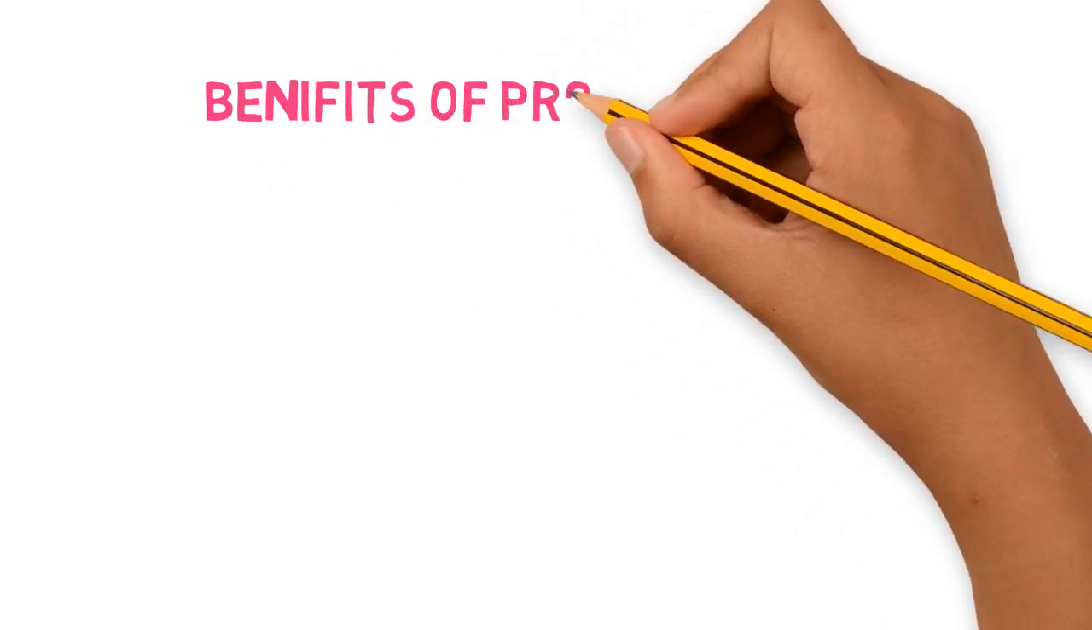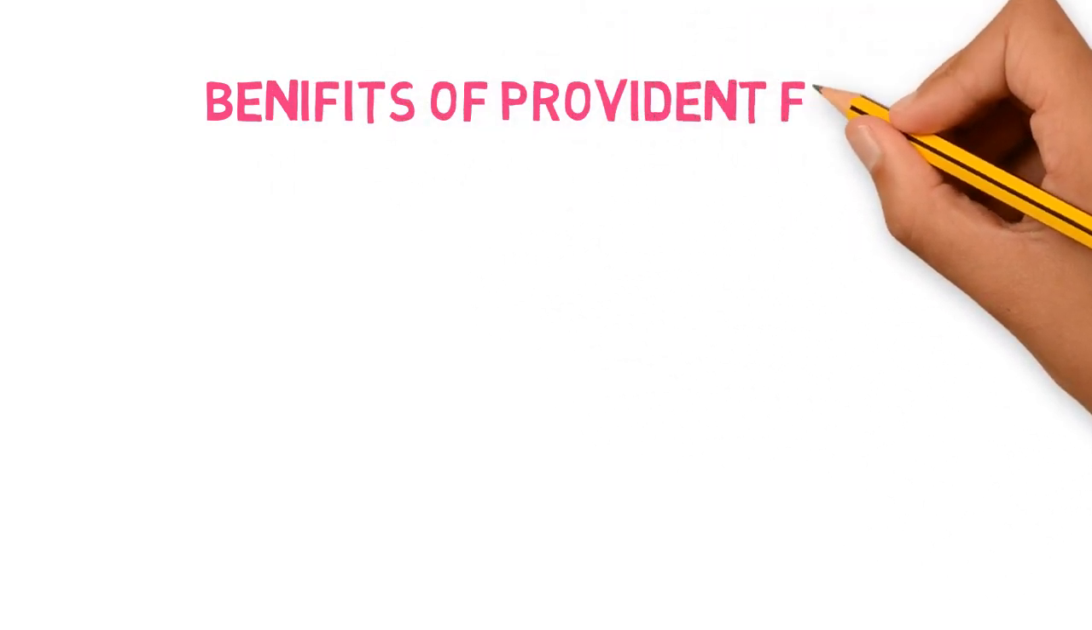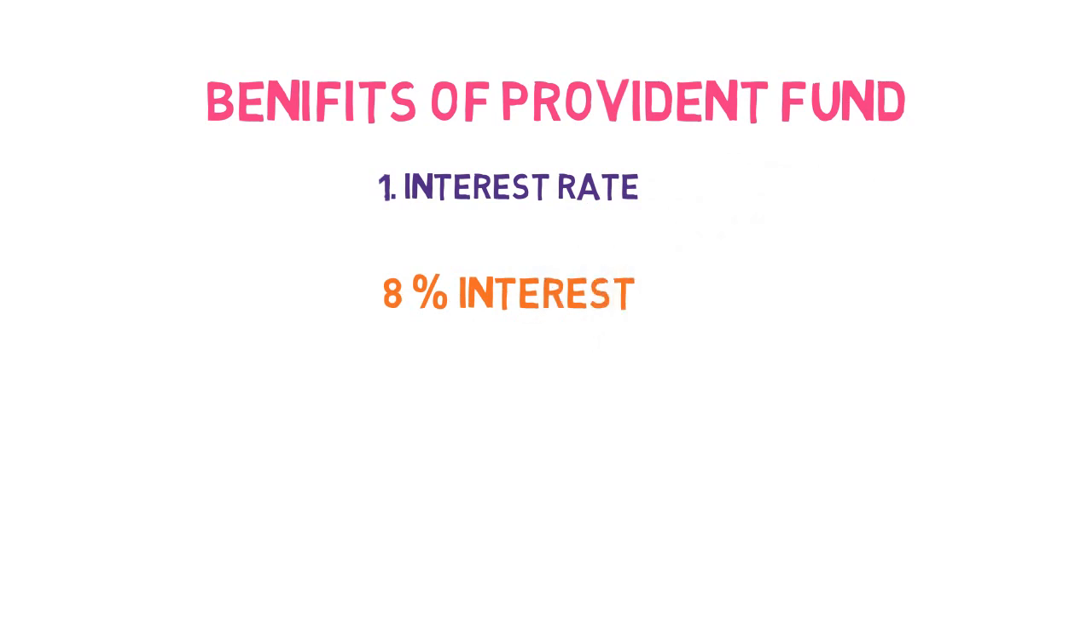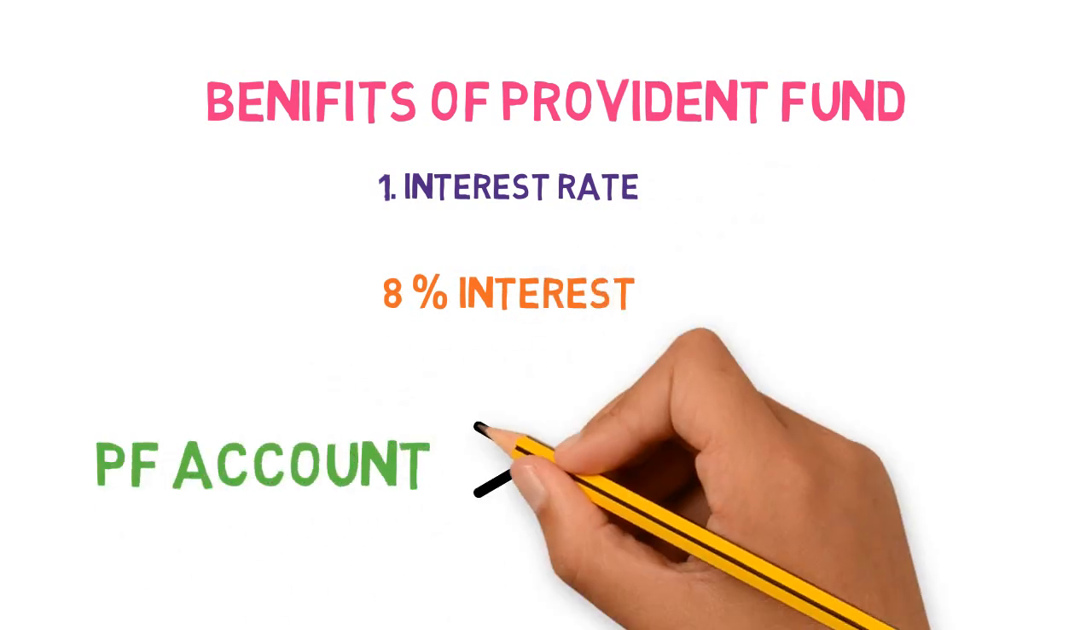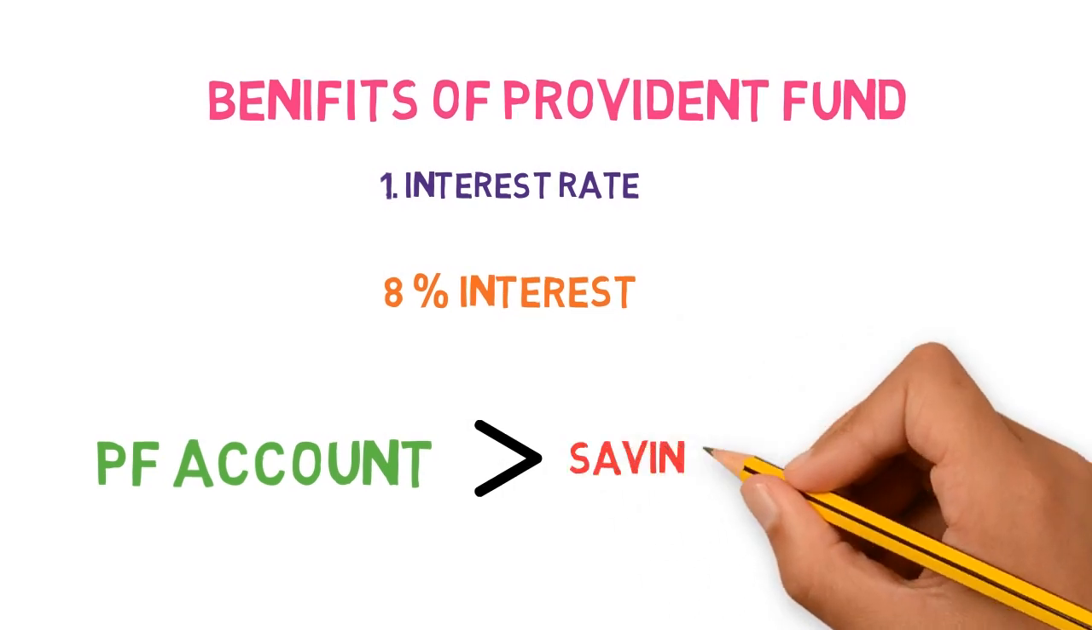Let us see what the benefits of Provident Fund are. First one is interest rate. 8% interest will be given on the money deposited in the PF account, which is far better when compared to our savings account.